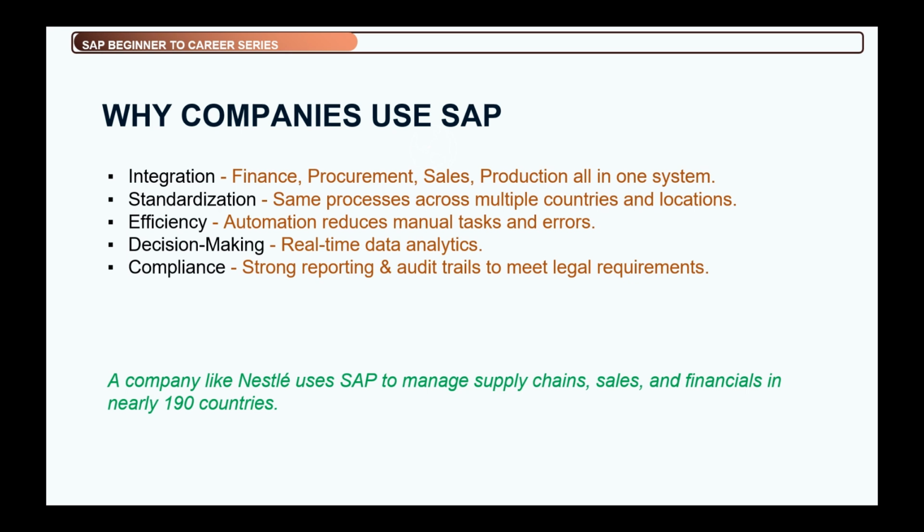For example, a company like Nestle uses SAP to manage supply chain, sales and financials in nearly 190 countries. A multinational company like Nestle has onboarded SAP as their ERP system. So if you are a person working with the Nestle Sri Lanka SAP system, you can work with Nestle in their SAP system elsewhere as well. There is no differentiation because, as I mentioned, all SAP systems provide a standardized solution.